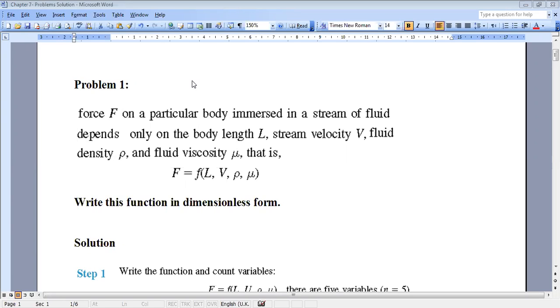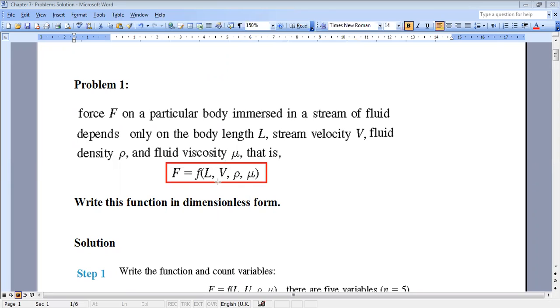In problem 1, for example, a force F on a particular body immersed in a stream of fluid depends on the body length L, the stream velocity V, the fluid density ρ, and the fluid viscosity μ. So here they gave us the main parameters on which the force F depends. We want to perform experiments. To know what we should vary, we can do a dimensional analysis to determine what the groups to work on are.